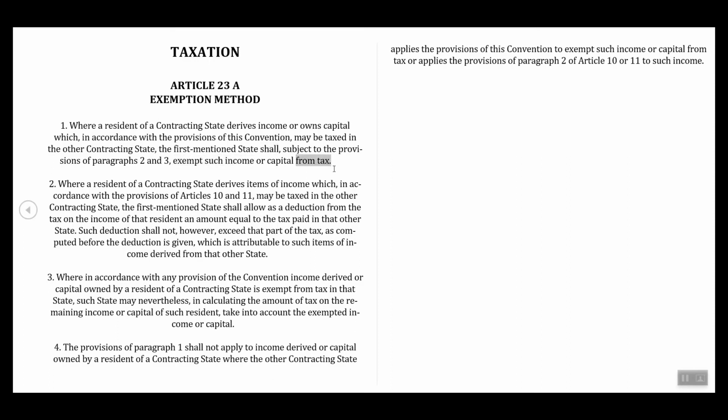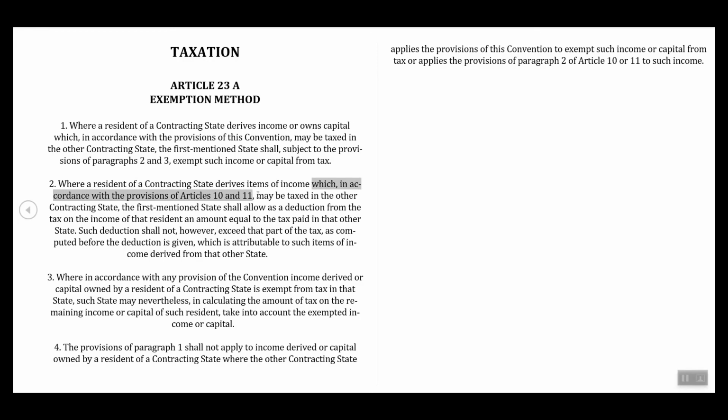Now, surprise, anger, catastrophe, because subject to the provisions of paragraph 2 and 3. That means if the provisions in paragraph 2 and 3 do not say something else, so for the sake of being certain, let's read paragraphs 2 and 3. Where a resident of Germany derives items of income, gets dividend income, which, in accordance with the provisions in Articles 10 and 11. Yes, and we had that.